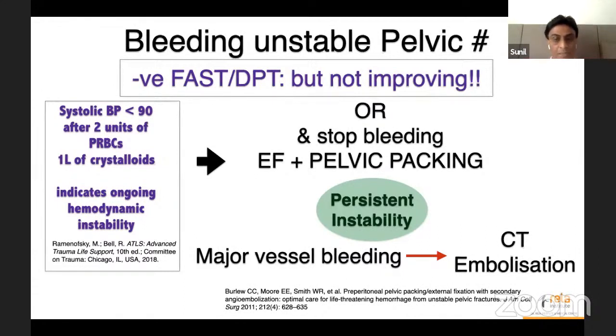After this, most often you will see the patient's hemodynamic stability picking up within 5 to 10 minutes. If it doesn't, it indicates persistent instability, and you may be looking at major vessel bleeding, which is often arterial. This is where embolization comes up. We used to do a contrast CT before and then subject patients with a positive extravasation to embolization. But recent papers have shown that if you follow this protocol, where you do peritoneal packing first and then embolization as a secondary technique, you don't need a CT, because most patients you subject to embolization after peritoneal packing have an arterial bleed. So you can eliminate the CT and go straight to angiography.